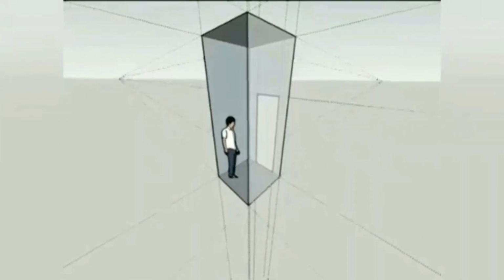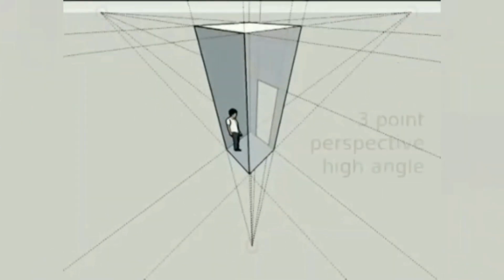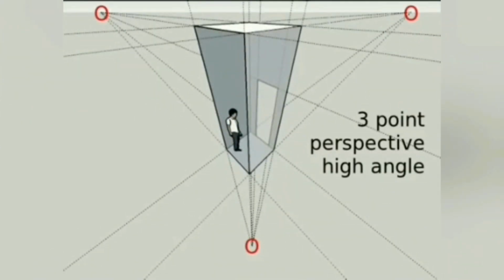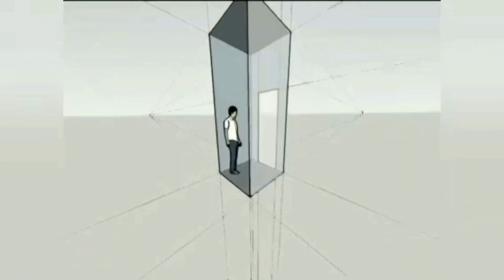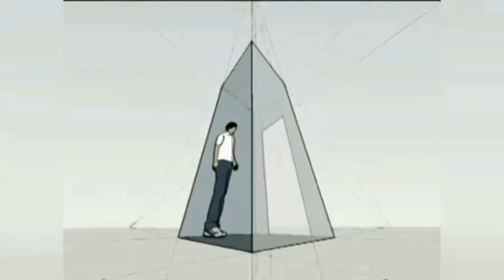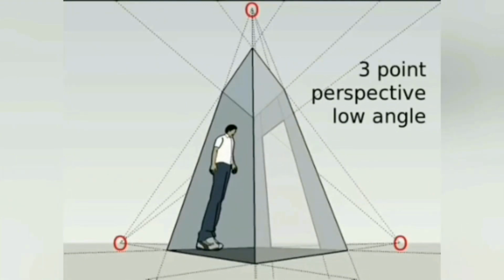Then lastly we have the three-point perspective. This is used to introduce dramatic viewing angles to your sketches. This perspective technique has three vanishing points. You have to place the third point either above or below your horizon line. If you place the point below the horizon line, it's a bird's eye view, like you are viewing the object from the sky. But if you place the third point above the horizon line, it's a worm's eye view, like you're viewing the subject from below.